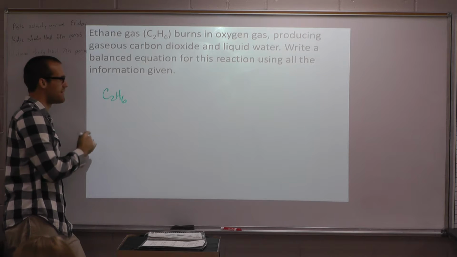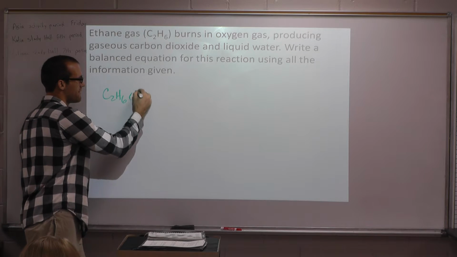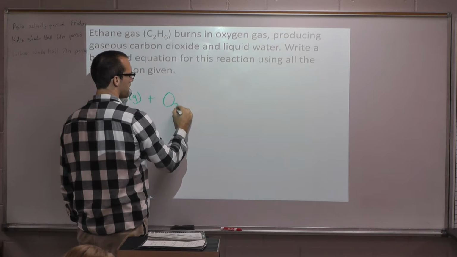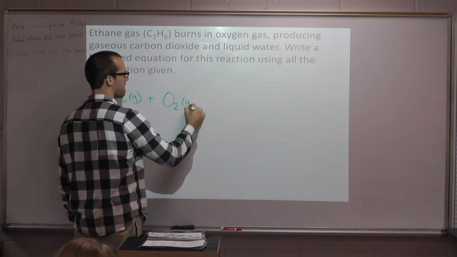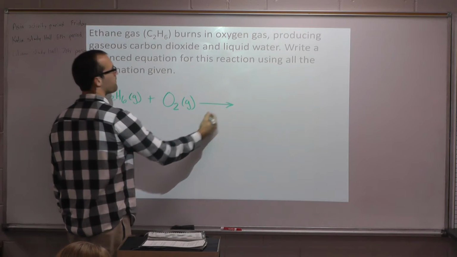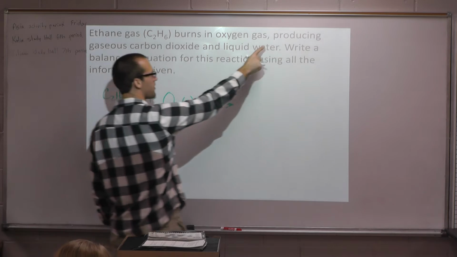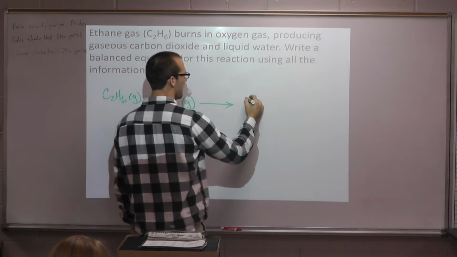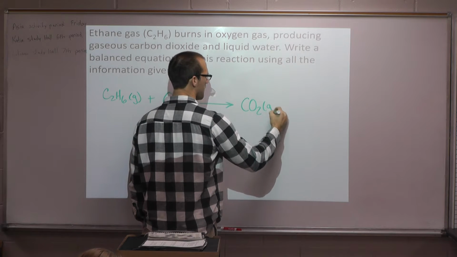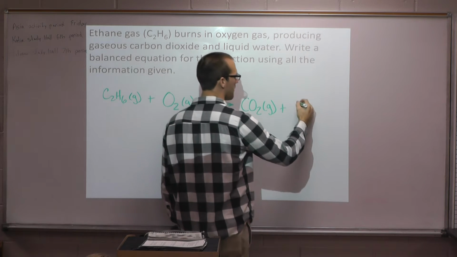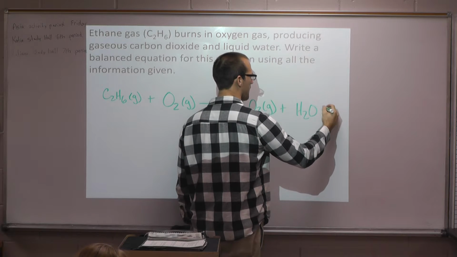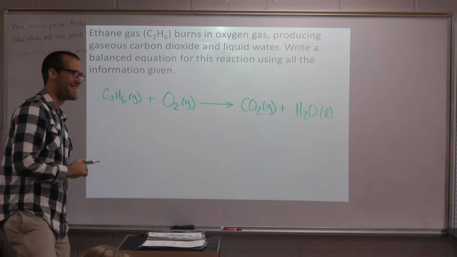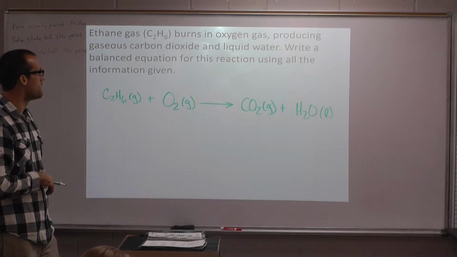The phase. Oh, the little gas. G. Yeah, little g. Plus O2. Because it's a diatomic element, little g. Arrow. Producing, right? That's where that comes from. Producing CO2, little g, plus H2O, cursive l. That's funny why they make that cursive, isn't it? I don't know why they do that.